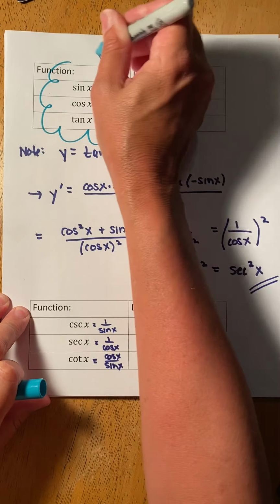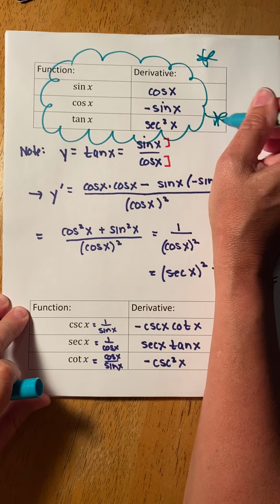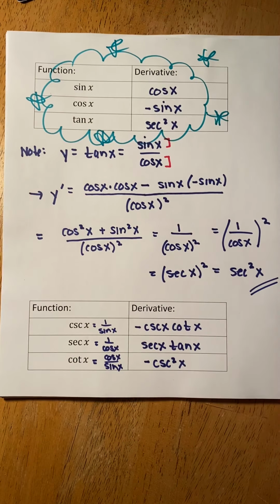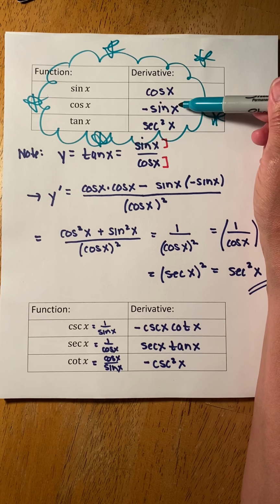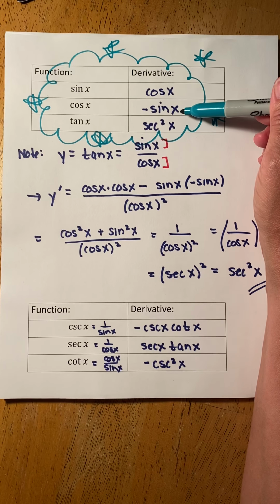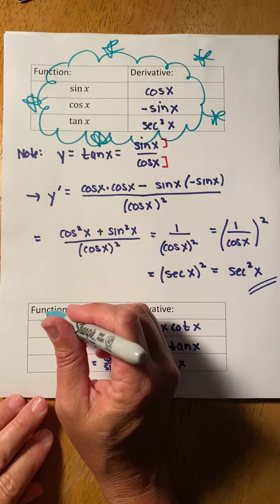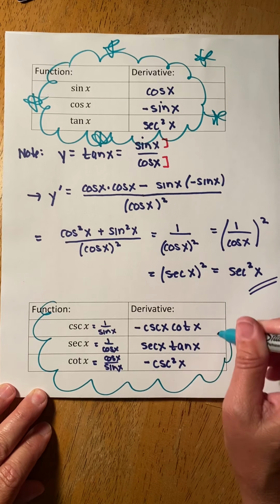So again, these can all be proved using the limit definition of the derivative, or accepting that the derivative of the sine is the cosine and the derivative of the cosine is the negative sine, and then using the quotient rule for the tangent, cosecant, secant, and cotangent by writing them as quotients involving sines and cosines.